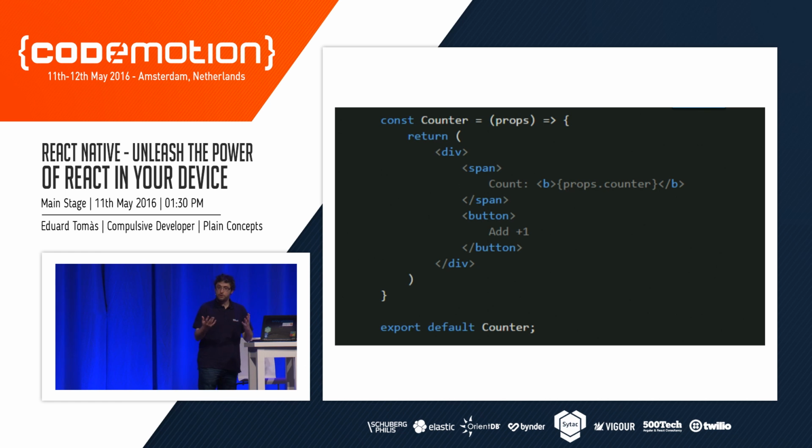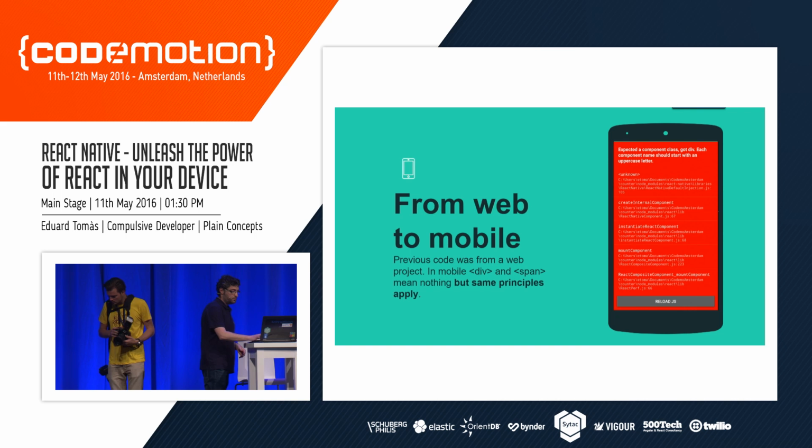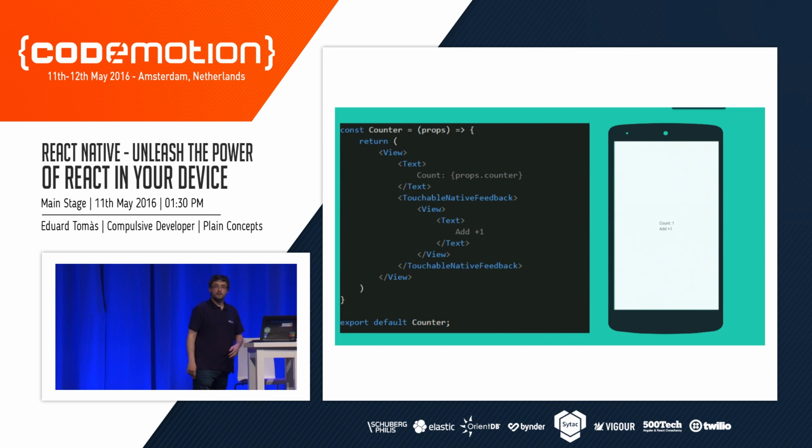Of course, if we try to run that in React Native, we will find this red screen of death, which is the error page of React Native. When something goes bad, we'll see this red page. Why? Because React Native does not understand divs and spans and things like that. But React Native understands these other components. This is the React Native equivalent component of the previous one.